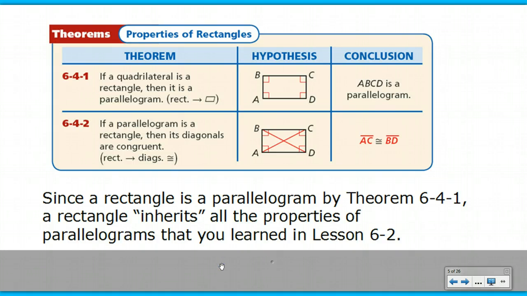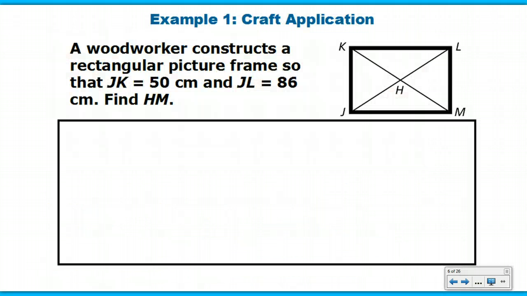So a rectangle is a parallelogram. It then inherits all the properties that we know parallelograms have. A woodworker constructs a rectangular picture frame so that JK is 50 centimeters and JL, J all the way to L, is 86 centimeters. We're asked to find HM.